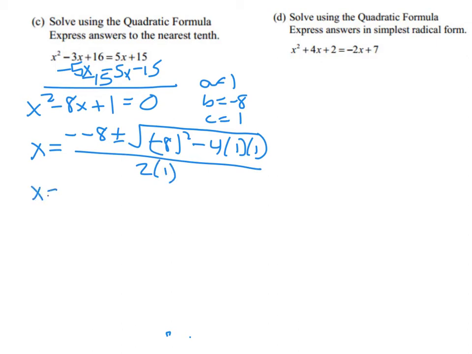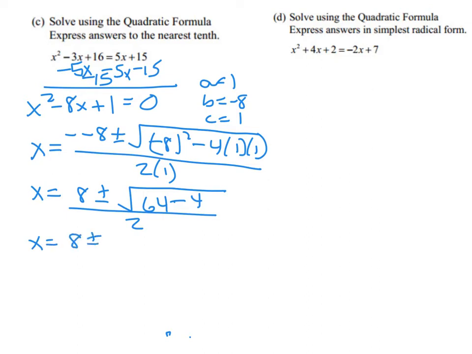So start cleaning it up. The negative of negative 8 is positive 8, plus or minus square root of 64, and minus 4 times 1 is minus 4, all over 2. So x equals 8 plus or minus the square root of 60 over 2.